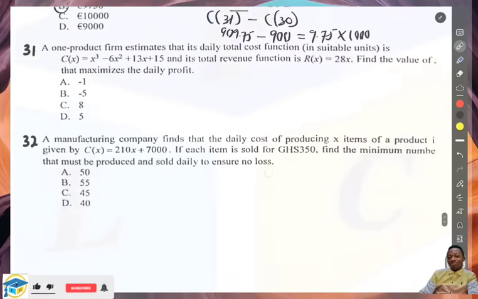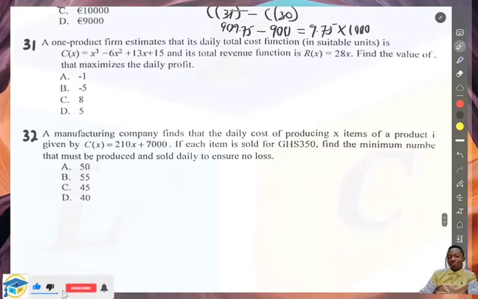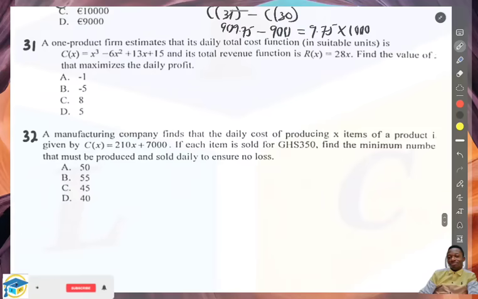So let's move on to question number 31. A product firm estimates that its daily total cost function in suitable units is as given, and a total revenue function is 28x. Find the value of x that maximizes the daily profit. So you have to find the value of the output that maximizes daily profit.